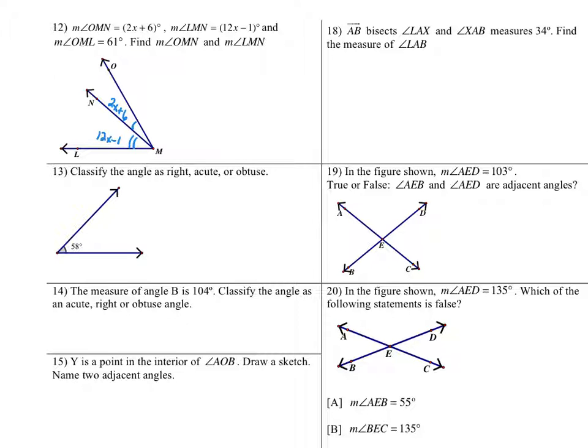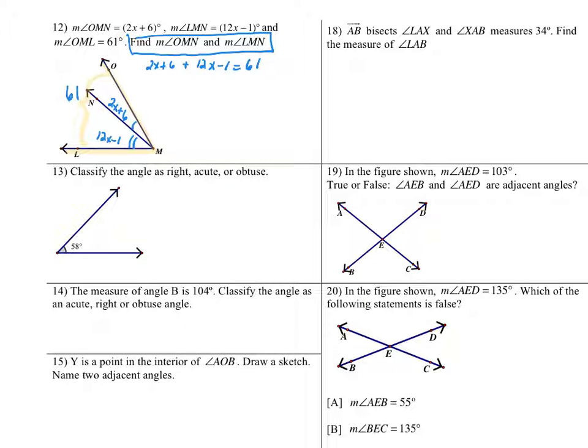And the measure of angle OML, which is the whole entire angle, if you read those letters from O to M to L, so that's the entire angle, it has a measure of 61 degrees. So I'm going to use a little bit of angle addition here. So the two smaller angles, 2x plus 6 plus 12x minus 1, will add together and form that 61 degree angle. So notice that it says not just solve for x, which we have to do, but then we'll have to go back and plug it in to find the measures of angles OMN and LMN individually.